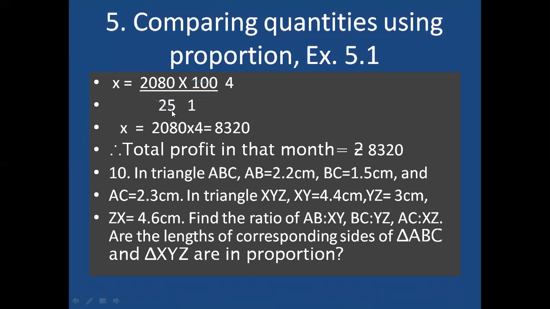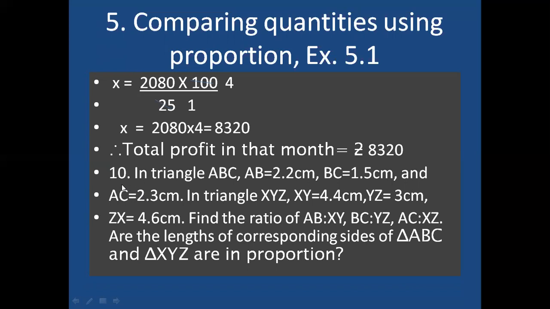100 and 25 are going in the 25 table. 25 ones are 25 and 25 fours are 100. Now multiply here. X is equal to 2080 into 4, because the denominator is 1. So 2080 into 4 is 8320. So the total profit in that particular month is 8320 rupees. In that, Rehana's share is 2080. The remaining amount is Rajendra's share. Now that we don't require, that's why I didn't find it out.